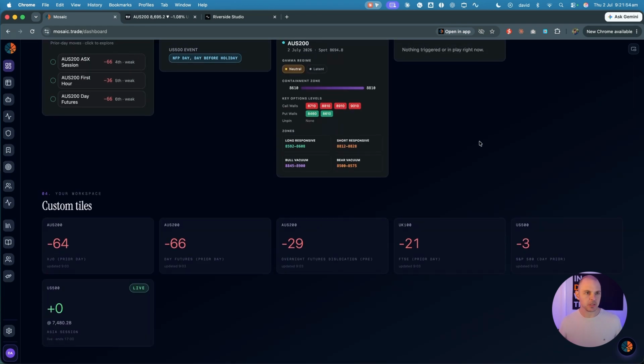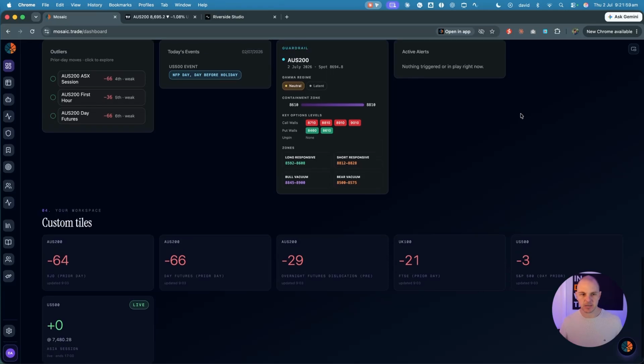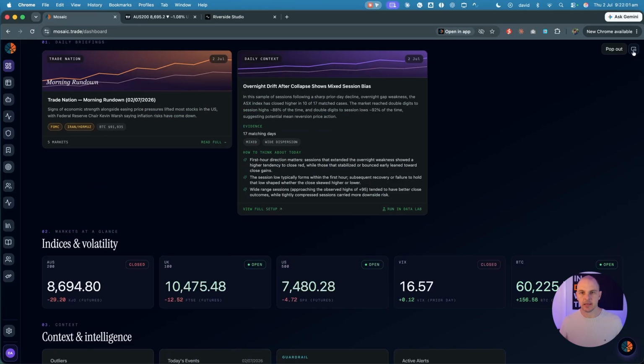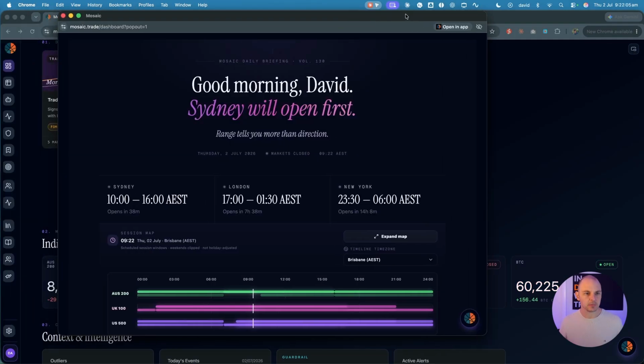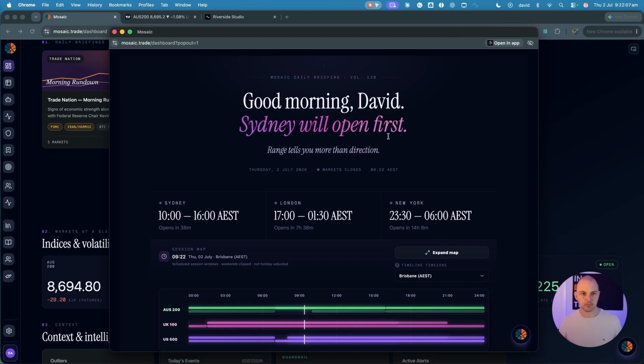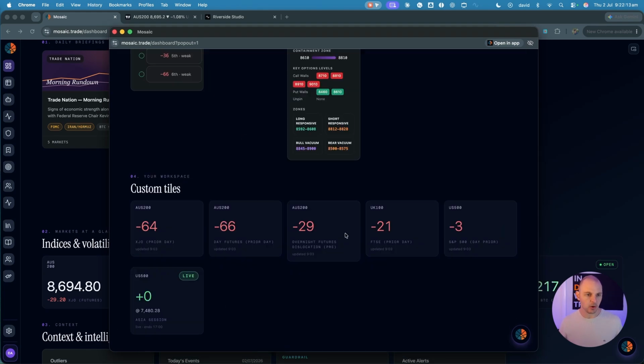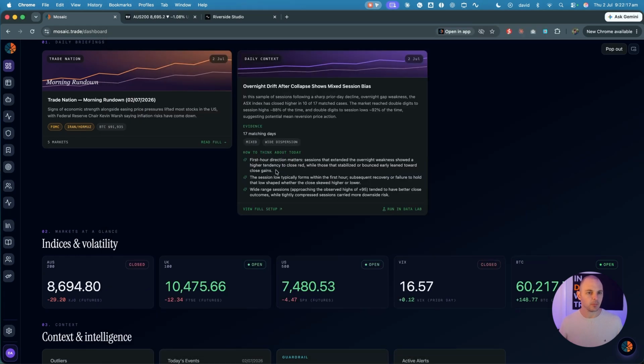This is generally where I just keep this dashboard open. You can actually pop it out here as well, and I just keep that on a screen, generally on my vertical screen, just to keep track of how things are going throughout the day.